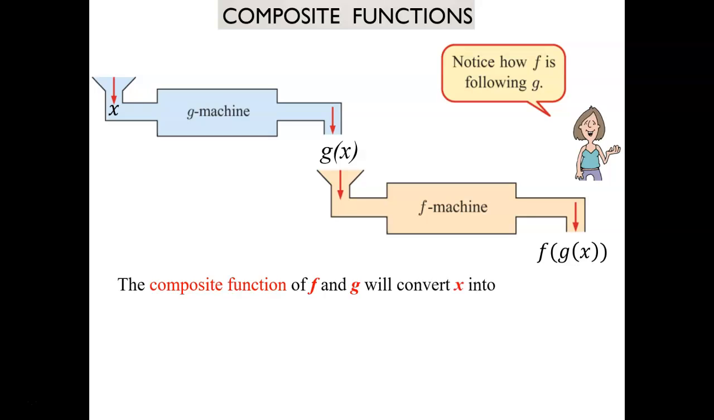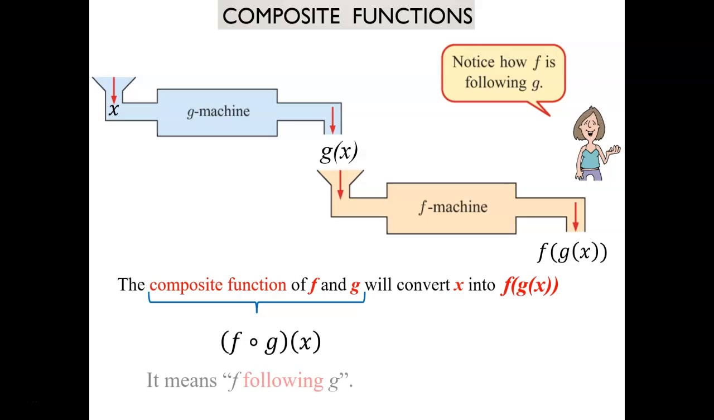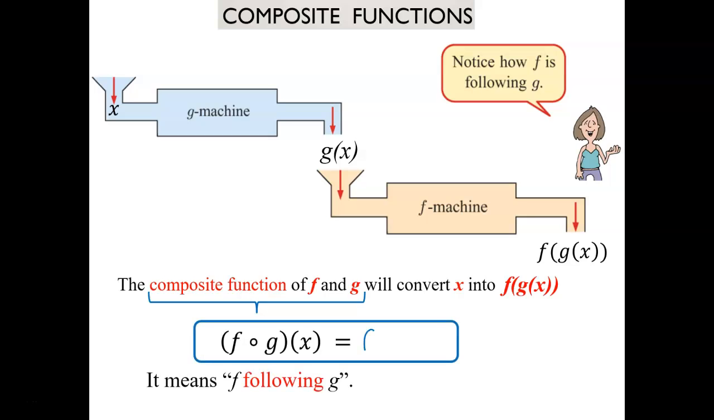And this is a composite function, because a composite function of f and g will convert x into f of g of x. Now how do we write composite function? Well, the textbook uses f following g of x. Now we write it in an easier way. We use f of g of x. So in other words, g of x happens first, followed by f of x.